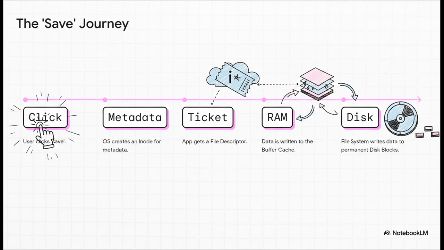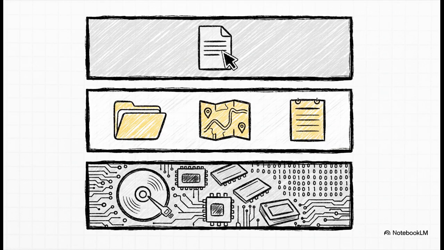All in a flash. And what this all really shows us is the power of something called abstraction in computing. It's absolutely brilliant. Your text editor app doesn't need to know about disk blocks. The operating system doesn't care what you typed. Each layer does its job and completely hides the messy details from the layer above it. And the result is a simple, clean experience for you.